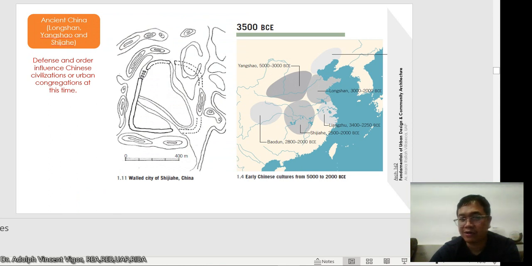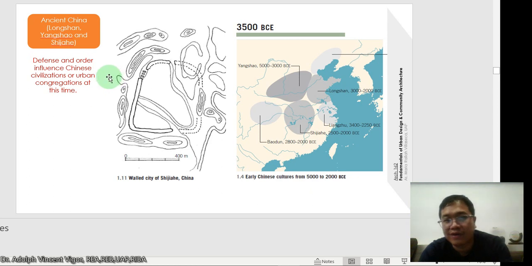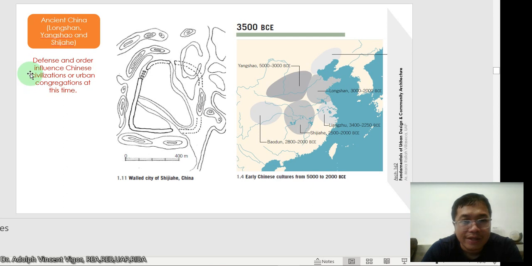Okay? So after Egypt, let's look at ancient China. We have Longxiao, Langshan, and Shijiahe. Sorry, I don't know how to speak Chinese. So we have here the walled city of Shijiahe, China. So I have here Yangshan, Longshan, Shijiahe, Liangzhu, and Baodun. So defense and order influenced Chinese civilizations or urban congregations of this time.